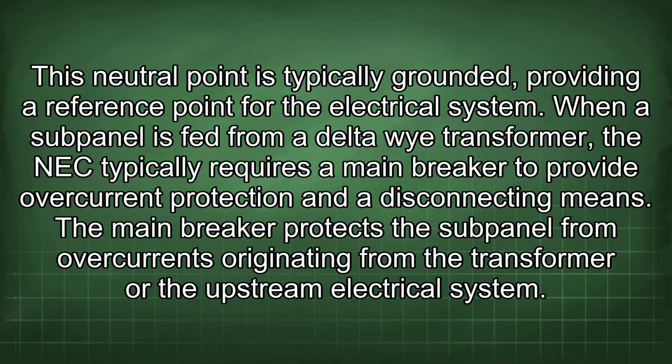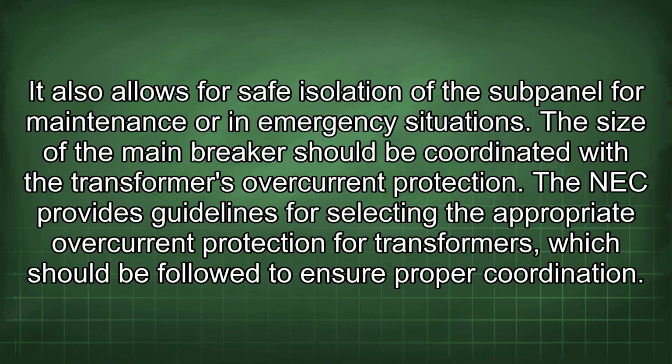The main breaker protects the subpanel from overcurrents originating from the transformer or the upstream electrical system. It also allows for safe isolation of the subpanel for maintenance or in emergency situations. The size of the main breaker should be coordinated with the transformer's overcurrent protection. The NEC provides guidelines for selecting the appropriate overcurrent protection for transformers, which should be followed to ensure proper coordination.